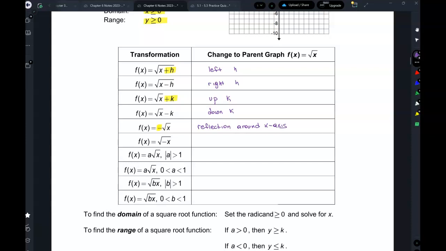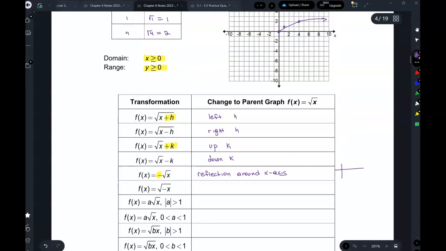Okay. If you have a negative outside, this is a reflection around the x-axis. So for example, if you have your x and y axis, instead of the graph looking the way we just drew it, it will have reflected, so it would look like this.